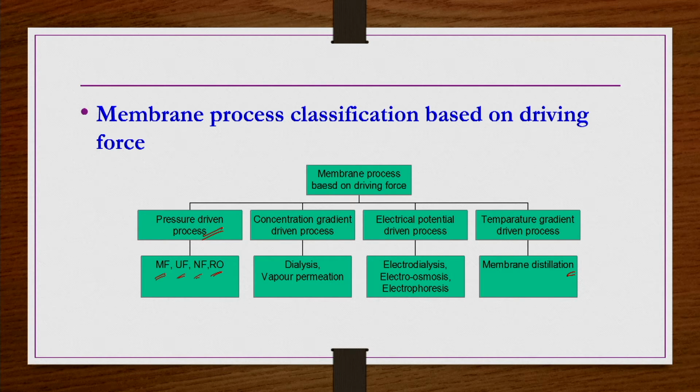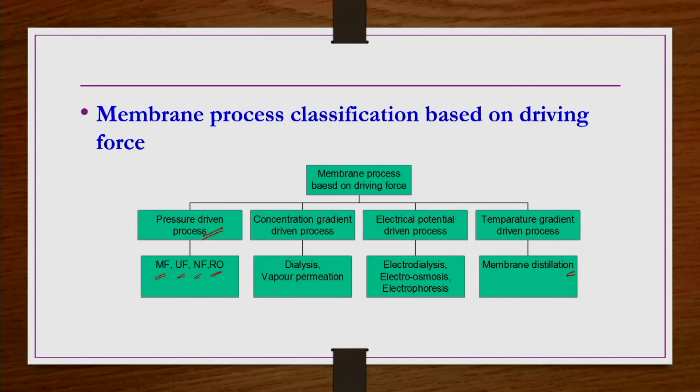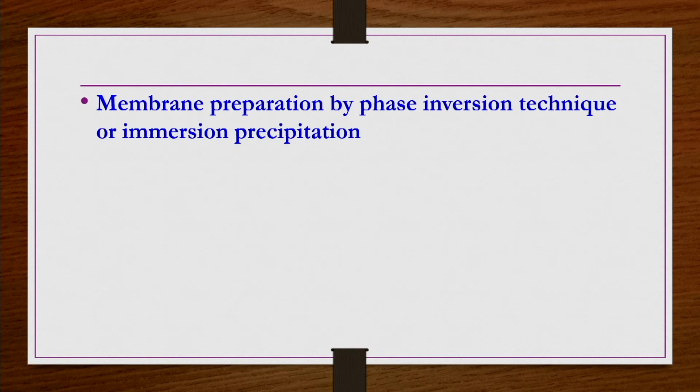And then, as already mentioned, it is not necessary that only one type of driving force is required for a given separation process. It is also possible that more than one driving force is applied. Let us say in vapor permeation or gas separation of mixtures, not only the concentration gradient but the pressure gradient would also act as a driving force. Similarly, in membrane distillation, it is not necessary that only the temperature gradient acts as the driving force; in addition, there may be a concentration gradient as well as a pressure gradient, right.